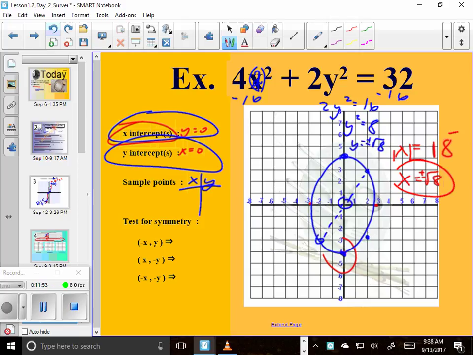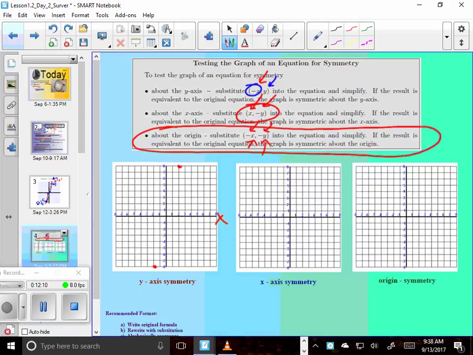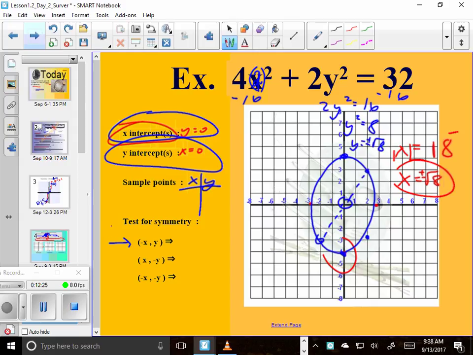All right. So now, that's from a picture, but there's a much quicker way to do it. If I stick in a negative x and a positive y into the function, what was that rule again? If I stick that into the equation and simplify, if the result's equivalent to the original, then it has y-axis symmetry. That right there is the test for y-axis symmetry.